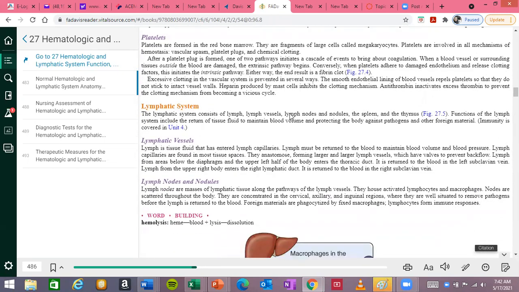Lymphatic system, the first paragraph. So. You said which paragraph? The first one, lymphatic system.